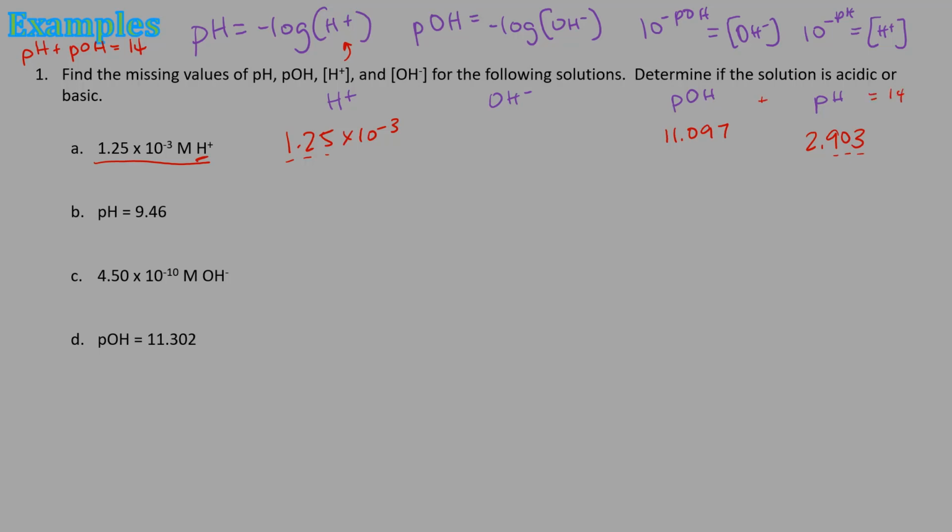Okay, and then for my OH, I'm going to use the pOH. I'm just going to stick 10 to the negative pOH, so 10 to the negative 11.097, and that would give me 8.00 times 10 to the negative 12.